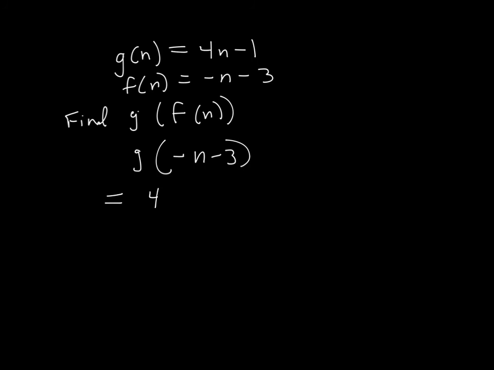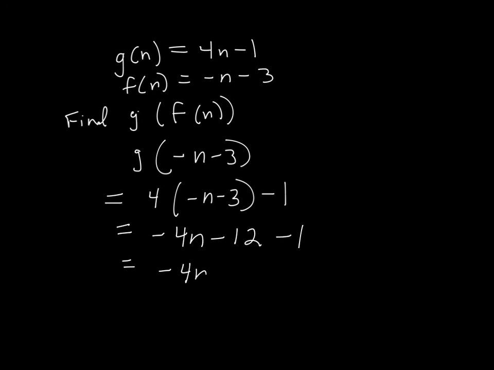4 times negative n minus 3, minus 1. Once again, I took this and plugged it in for the n right there, so it's 4, right? But instead of n now, I've replaced it with this thing that's here, which is that. So that becomes that, the minus 1 still minus 1. That equals negative 4n minus 12 minus 1. And that equals negative 4n minus 13. That's the answer to that one.